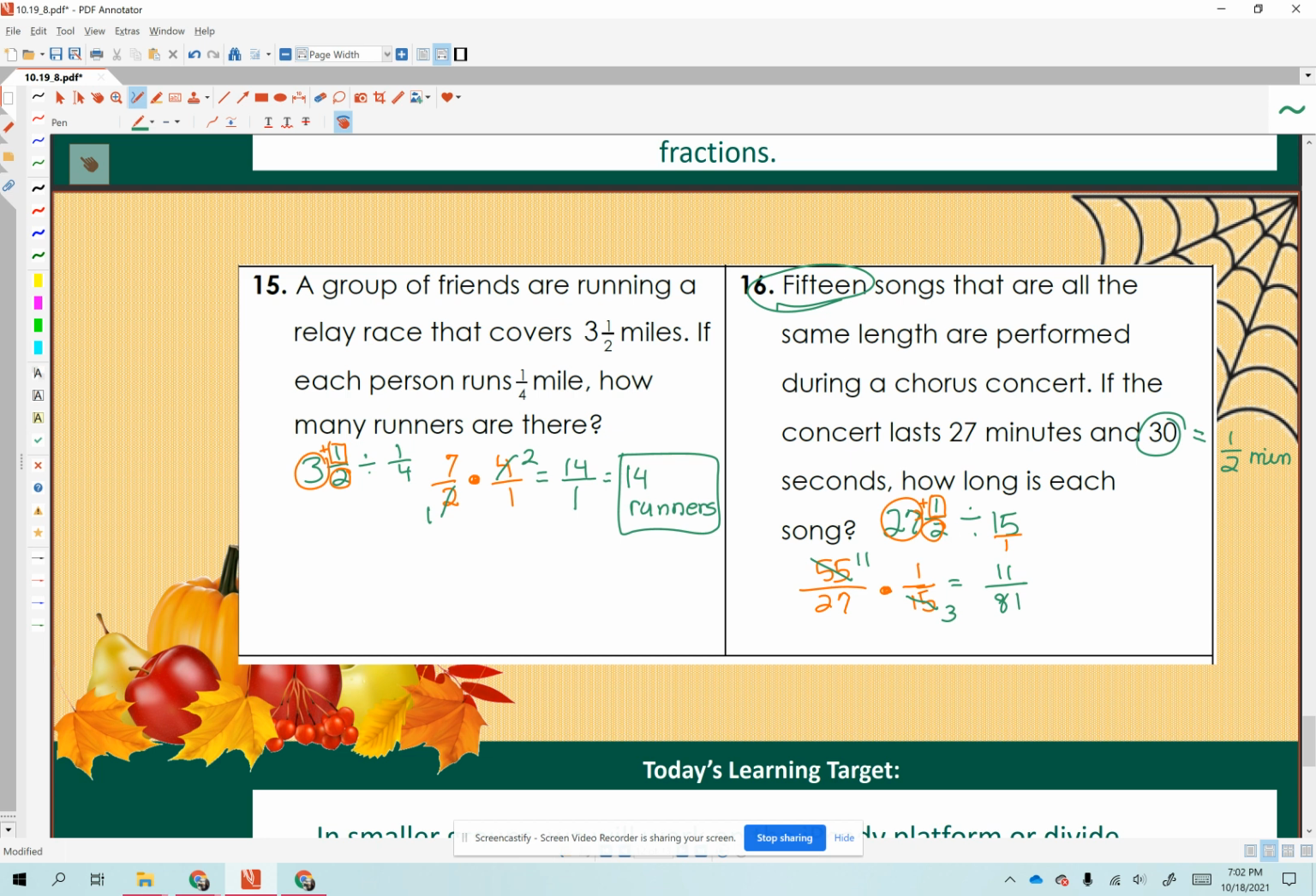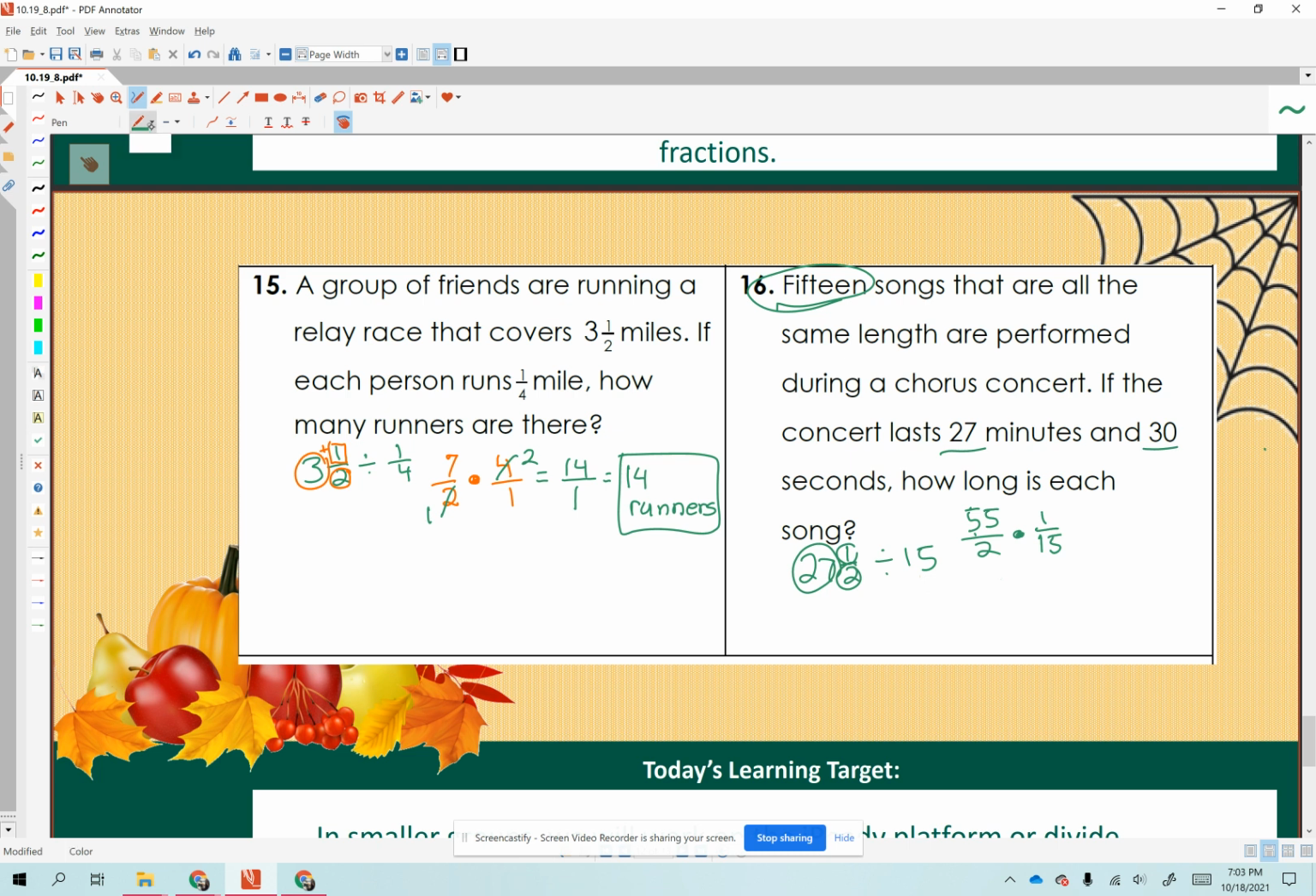You know what? I made a mistake here. Let me go back and erase. I just went a little bit too fast. This is what I forgot was my half minute. So let's go back and do that over. We have 27 minutes and 30 seconds. So that's 27 and 1/2 divided by 15. So that would be 27 times 2 is 54, and 1 is 55. 55 over 2 times, instead of 15 over 1, it would be 1 over 15.